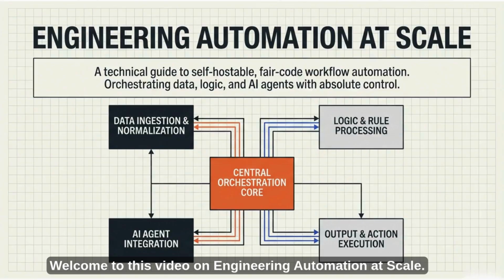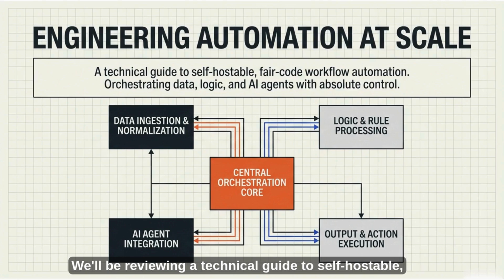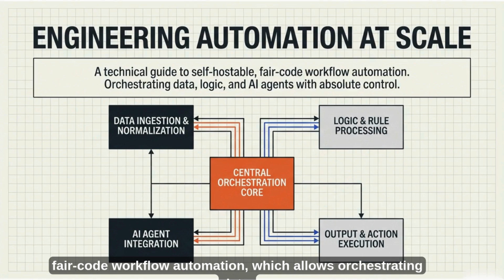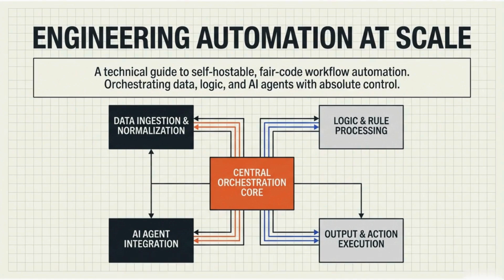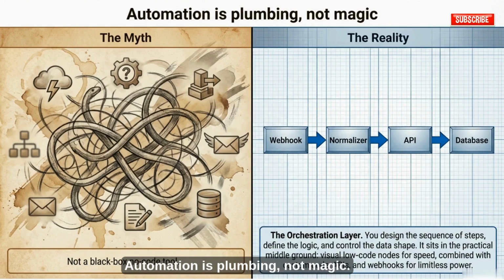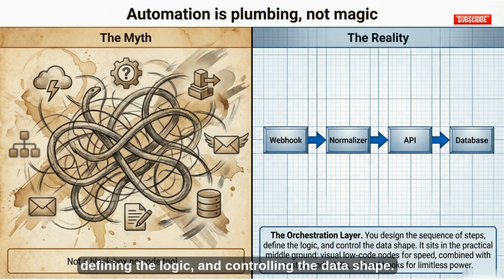Welcome to this video on engineering automation at scale. We'll be reviewing a technical guide to self-hostable, fair code workflow automation, which allows orchestrating data, logic, and AI agents with absolute control. Automation is plumbing, not magic. It's about designing a sequence of steps, defining the logic, and controlling the data shape.